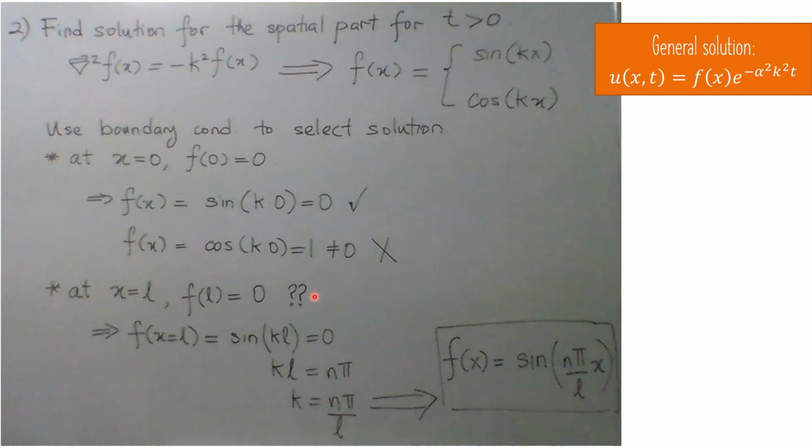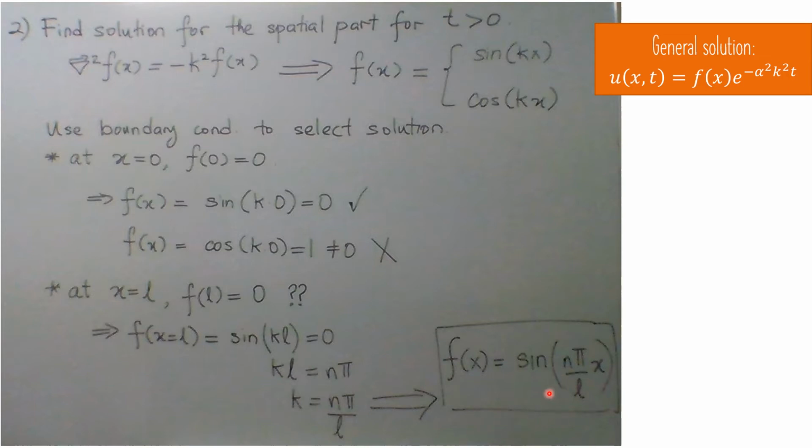So with this boundary condition, we put x equals L over here, so you have sine KL, and this is going to be equal to 0, and from there you will determine what k is. In this case, k equals n pi over L. So the solution for the spatial part is this sine function.